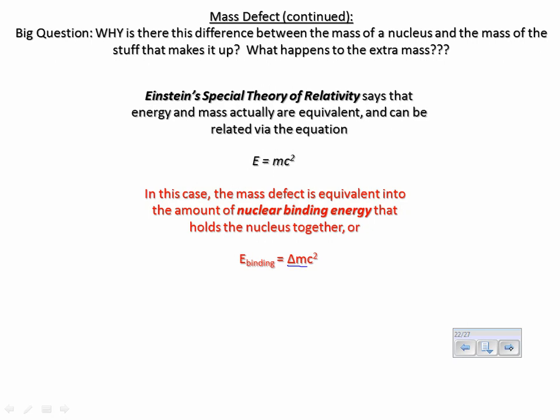times c squared. Now, we are going to find our binding energies typically in MeVs, mega electron volts. So we are going to use c squared is 931.5 MeV per U.